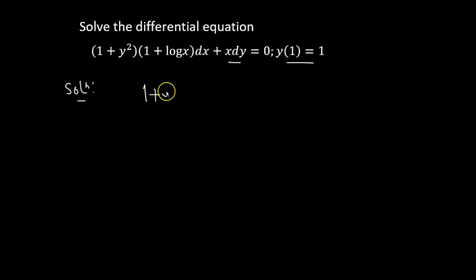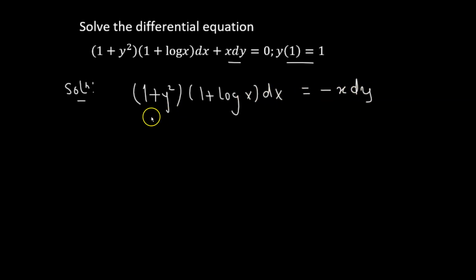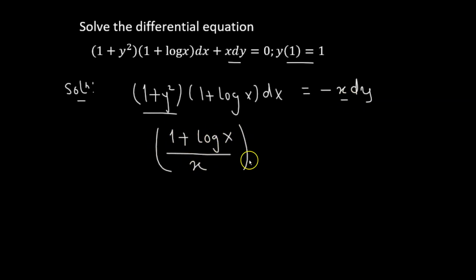So let's begin. We will first take the second term to the right hand side. So we have (1 plus y squared) times (1 plus log x) dx equals negative x dy. Then we're going to divide both sides by (1 plus y squared) times x. That should give us (1 plus log x) divided by x times dx equals negative dy divided by (1 plus y squared).